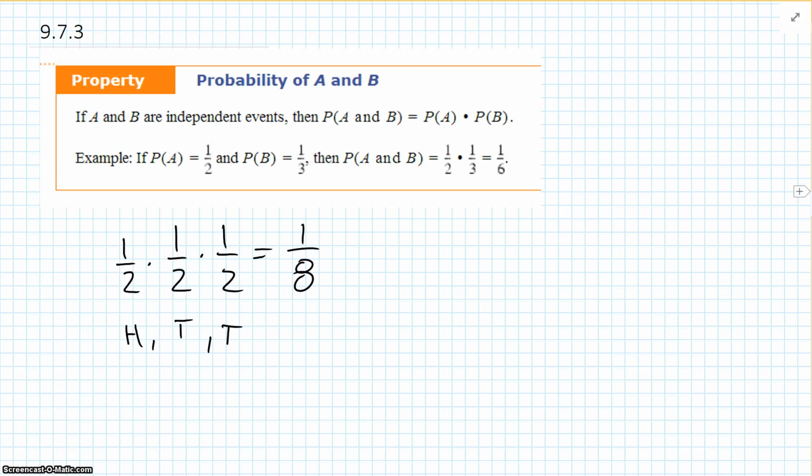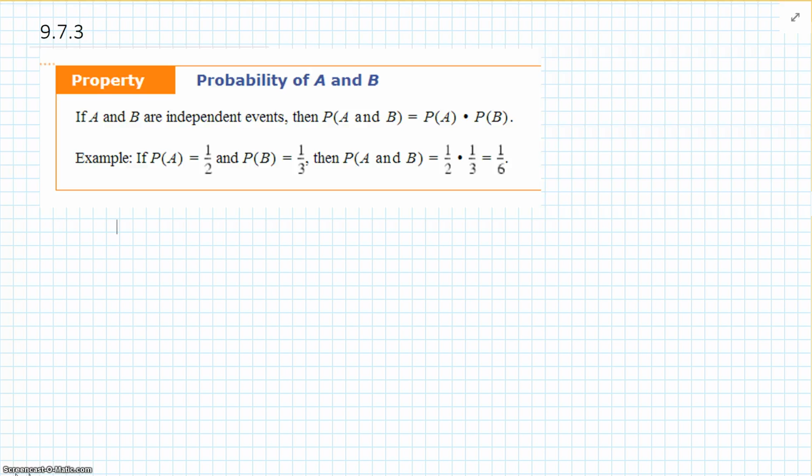Next example. So probability of A and B. If A and B are independent events, then the probability of A and B is nothing more than the product of their probabilities. The probability of A times the probability of B. Okay, so I think of it this way.